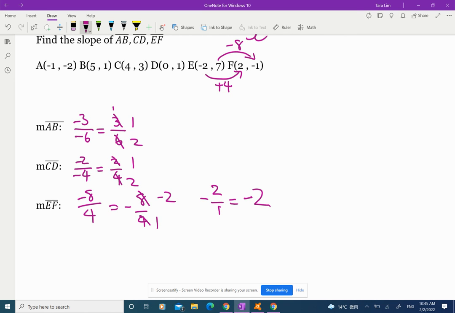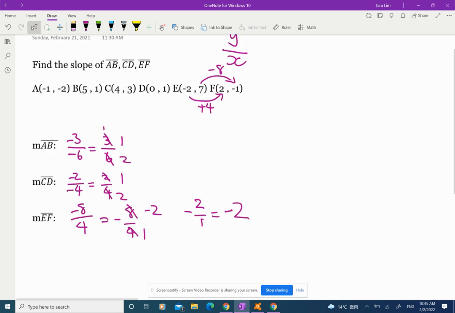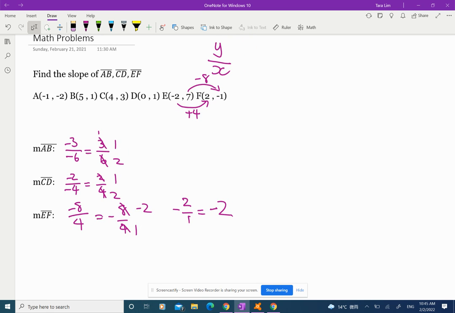So yeah, this is how we solve for the slope. Remember, you don't always have to rely on the formula. There are multiple ways to do it. Whichever one suits you the best, just use that method.